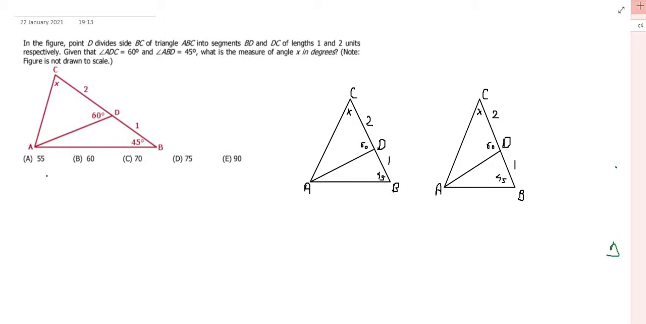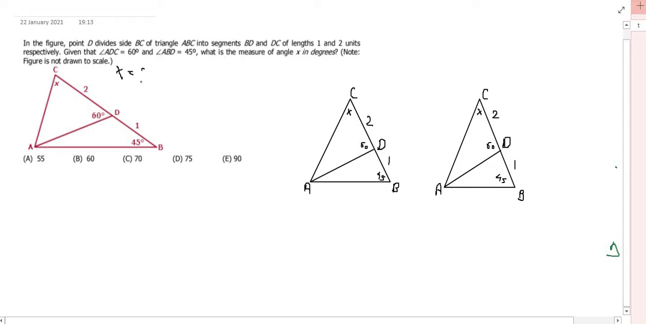There is a triangle ABC as you can see in the diagram. Also the angle B is given as 45 degrees and angle ADC is given to be 60 degrees. Also the length of BD is 1 and the length of CD is 2. This is all given in the figure. Now you have to find out the degree measure of angle X.